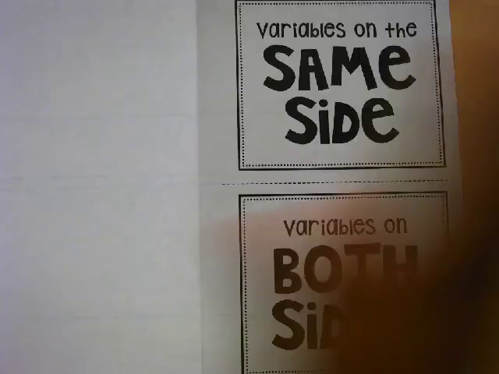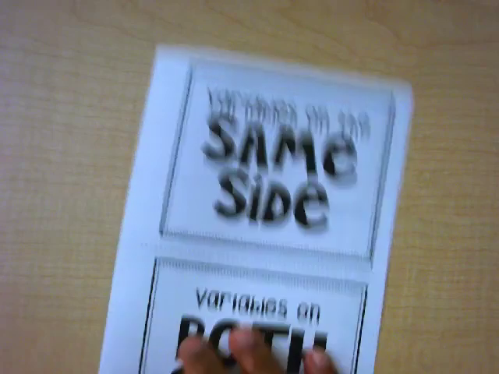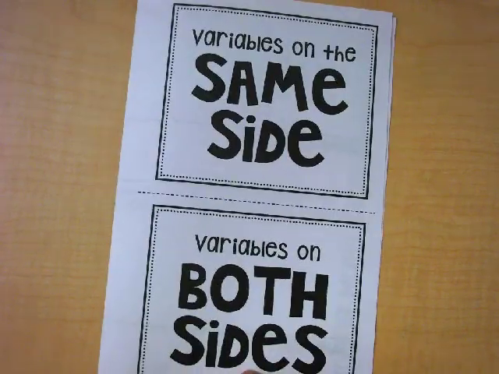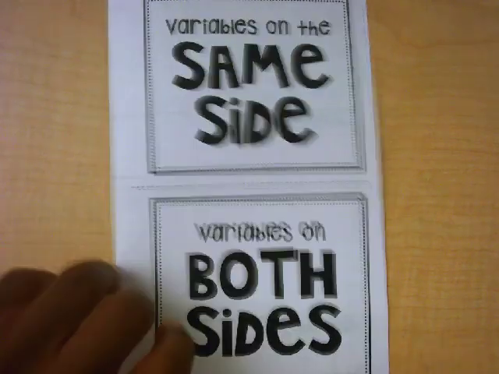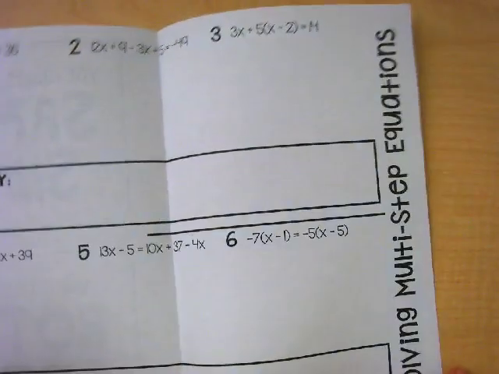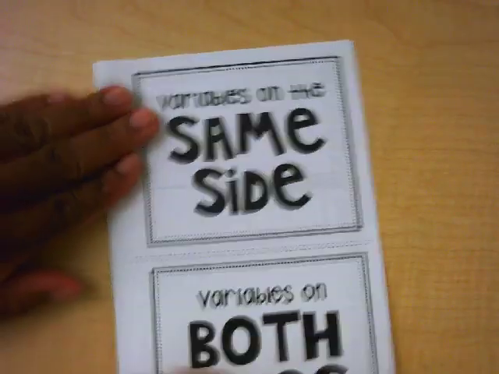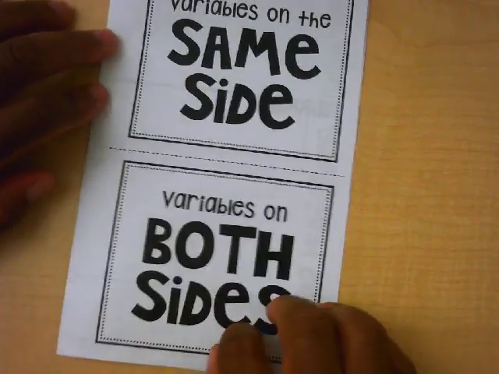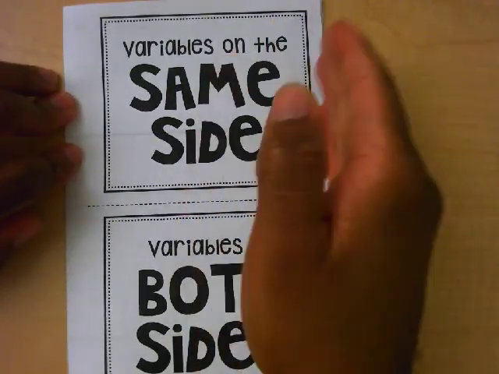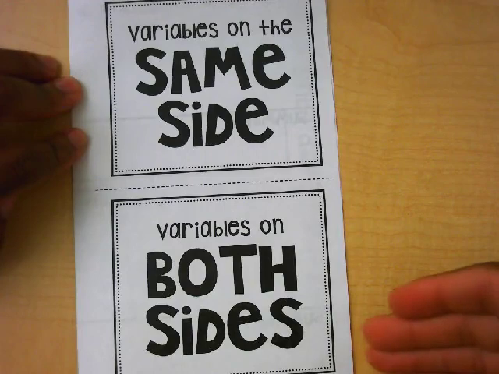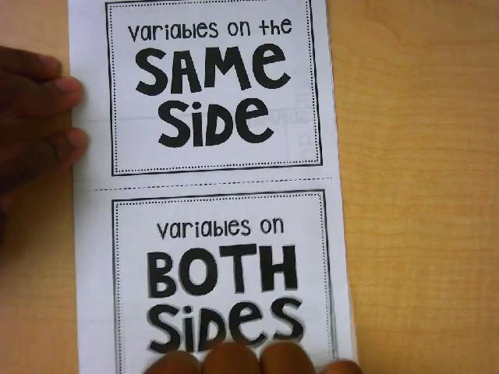Okay, so the first thing you guys are gonna do, the foldable you guys have is a flat sheet like this. You guys are gonna fold it in half so that the title is like this, and then you can open it up like so. So make sure you fold it this way, and on the top it says variables on the same side, and then on the bottom it says variables on both sides.